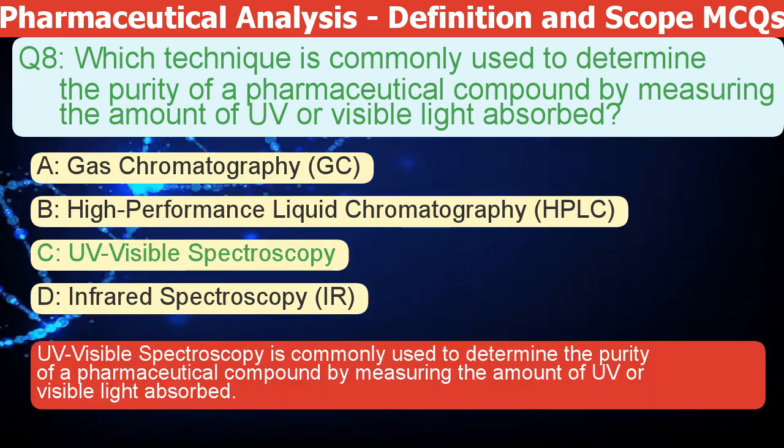The correct answer is C. UV-visible spectroscopy is commonly used to determine the purity of a pharmaceutical compound by measuring the amount of UV or visible light absorbed.